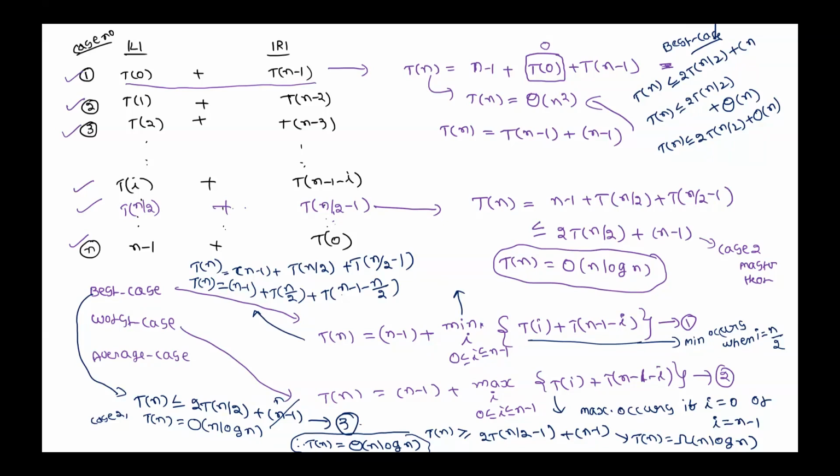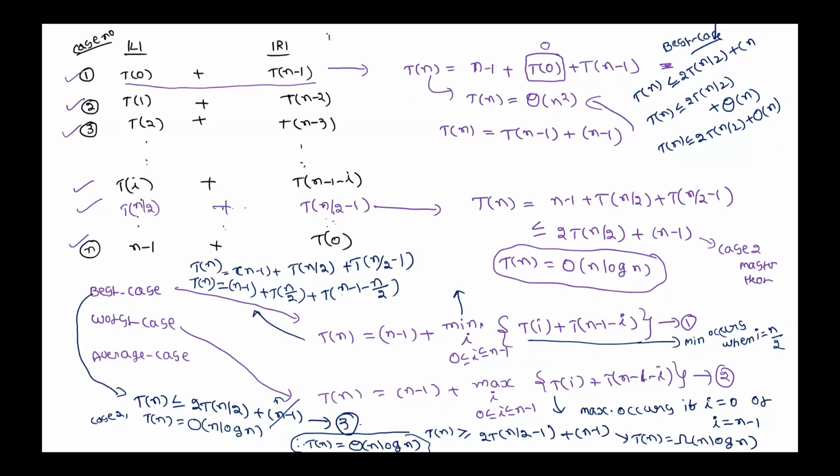Now, can you please tell me what is the reconciliation in the case of the worst case? In equation 2, substitute i equal to 0 or n minus 1. What do we get? In equation 2, if you substitute i equal to 0, what do we get?